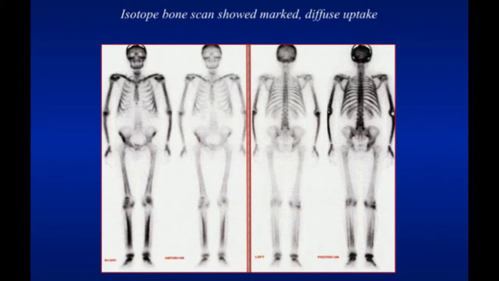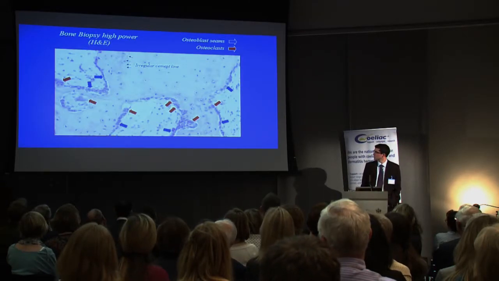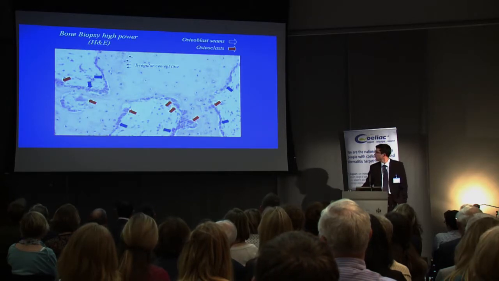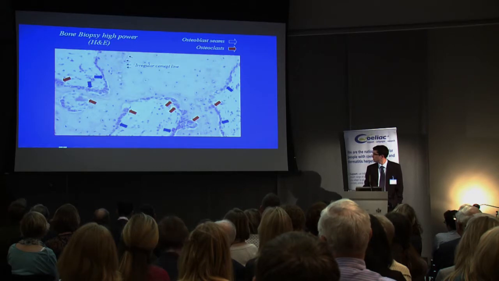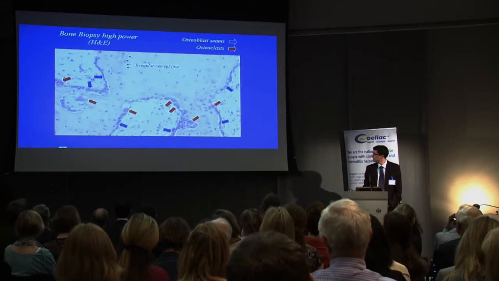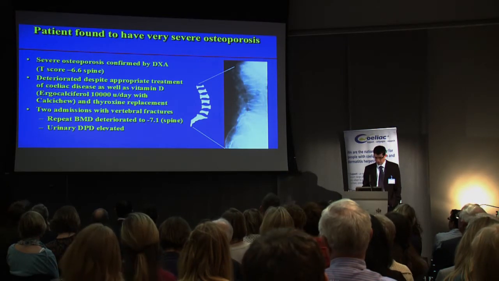This is his bone biopsy, on which you would normally expect, if you're lucky, to see a single osteoclast. Everything marked in red is an osteoclast, so he has dozens of osteoclasts eroding away his skeleton. And there is a reactive seam of osteoblasts trying to repair, but it's outweighed by this intense osteoclast activity. Very unusual appearance of a bone biopsy.